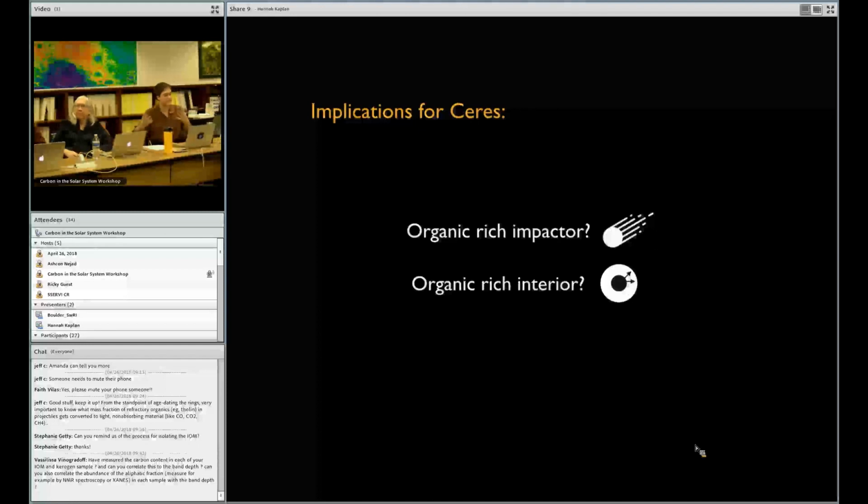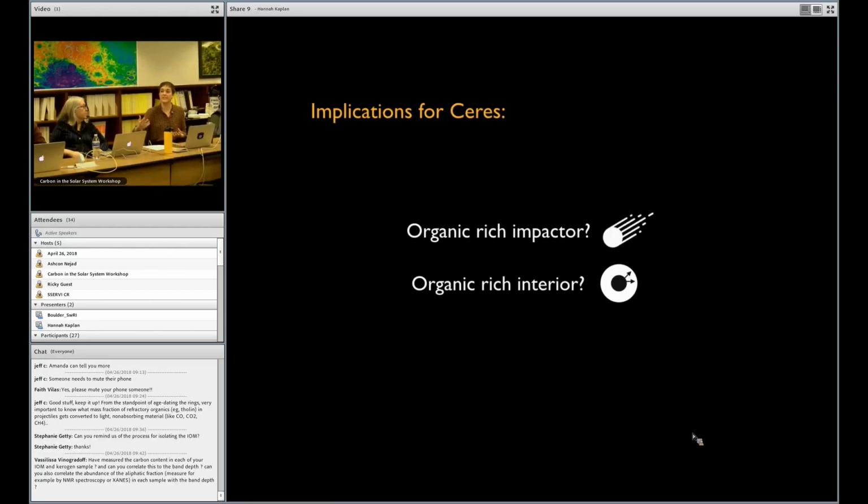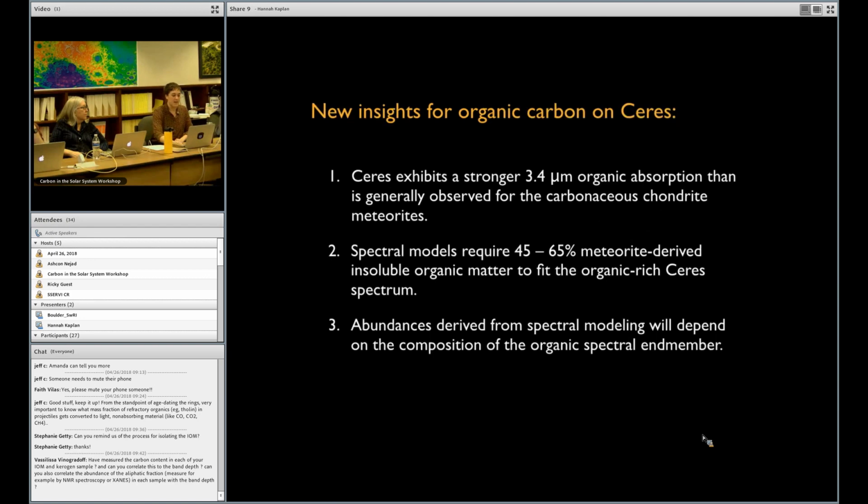And we've already discussed, is this an impactor? Is this coming from the interior? And I think these results at least hopefully start to put constraints on what the organic abundances may be that we're going to have to fit. So Ceres exhibits a very strong 3.4 micron region, and we need a lot of IOM to fit that.